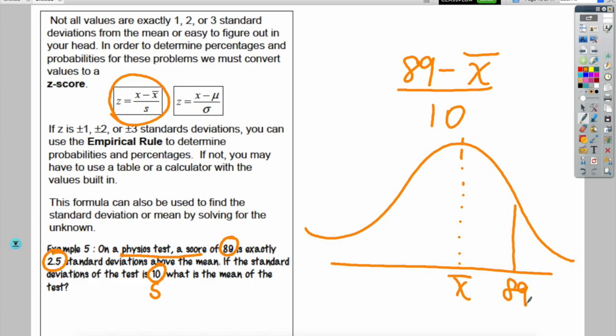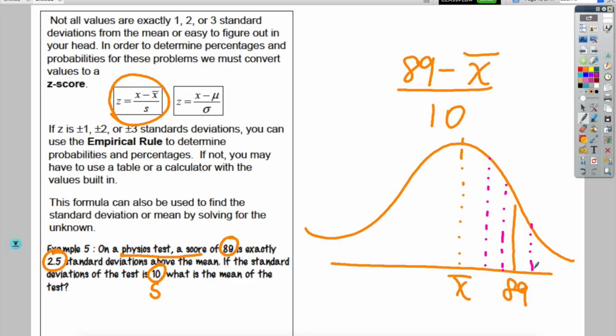That is exactly 2.5 standard deviations above the mean. Hence why I put it to the right, because it has to be above. And it's going to lie somewhere in between. Here's 1, there's 2, and then here's 3 standard deviations. So it's lying somewhere between that second and that third standard deviation. Okay? So that's how we know that 89 is X. Which means that this 2.5 is going to have to go in for Z. Okay? It's going to have to go in for Z. Everybody understand?